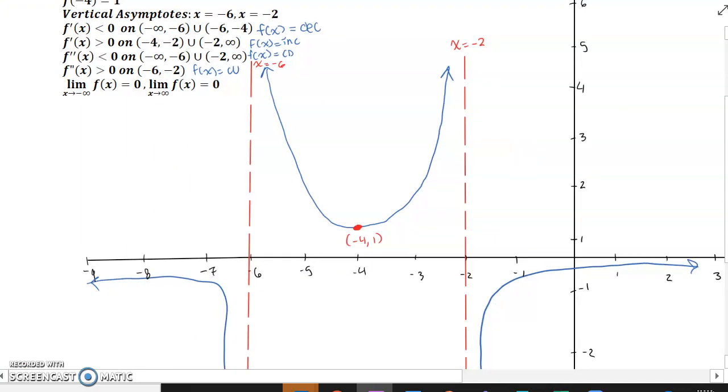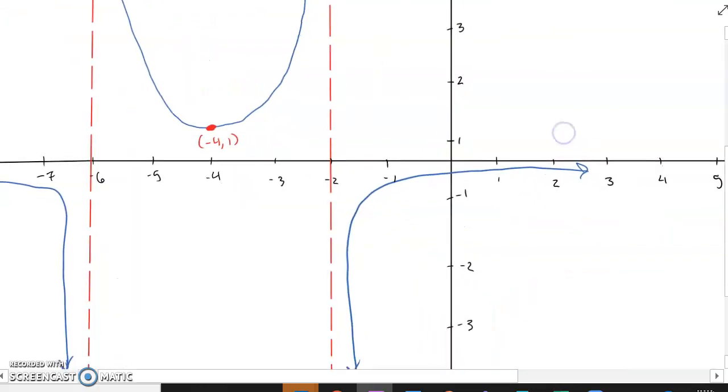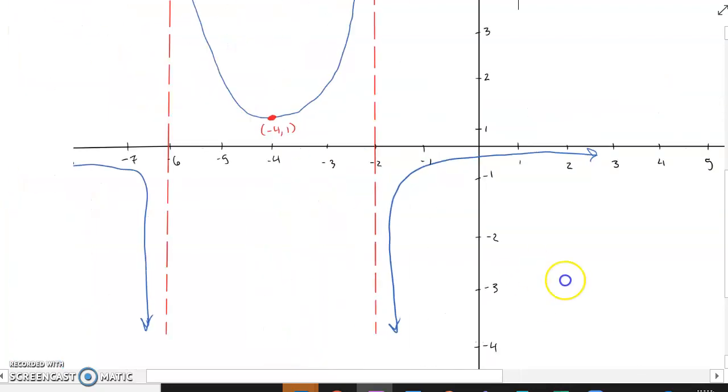Going back to the point for the parabola, I also knew that from negative 6 to negative 4, f prime of x was smaller than 0, which means the original function was decreasing. And from negative 4 to negative 2, f prime of x was bigger than 0, which means it was increasing, which is how I got the shape of the parabola. So anyway, going back to how I got this other part of the function.